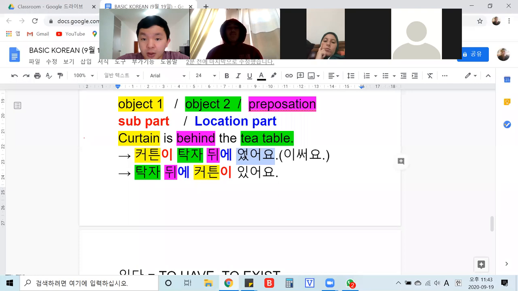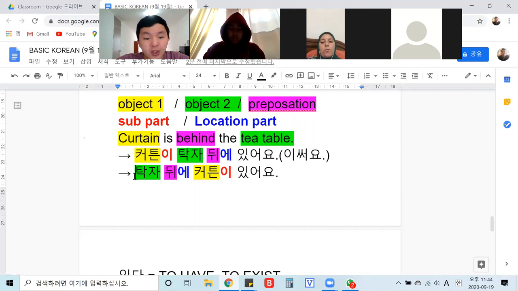Maybe you might get confused about these rules, but don't worry. I'm recording this class right now, and after class I'm going to send it to you. If you get confused, just rewind and watch again and again to review the rule. So, continuing, here's the second rule. It's not starting with the yellow object one. It's starting with object two. But as you can see, there's no marker, no particle, because this green object is not the one I'm trying to explain the location of.